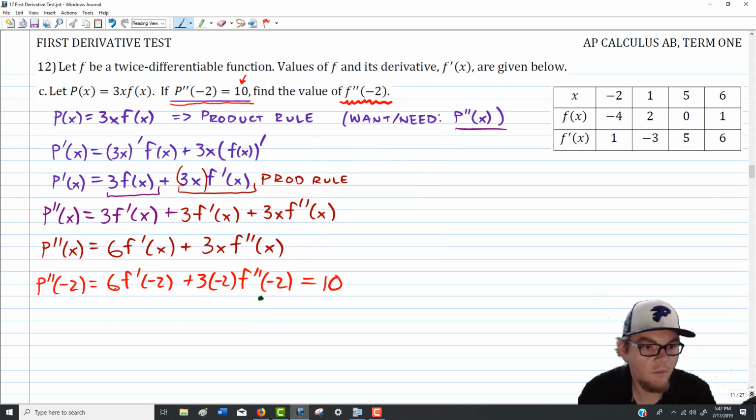Well, plugging in our values here, we want 6 f prime of negative 2. f prime of negative 2 is 1. So this is 6 minus 6 f double prime of negative 2 is equal to 10.